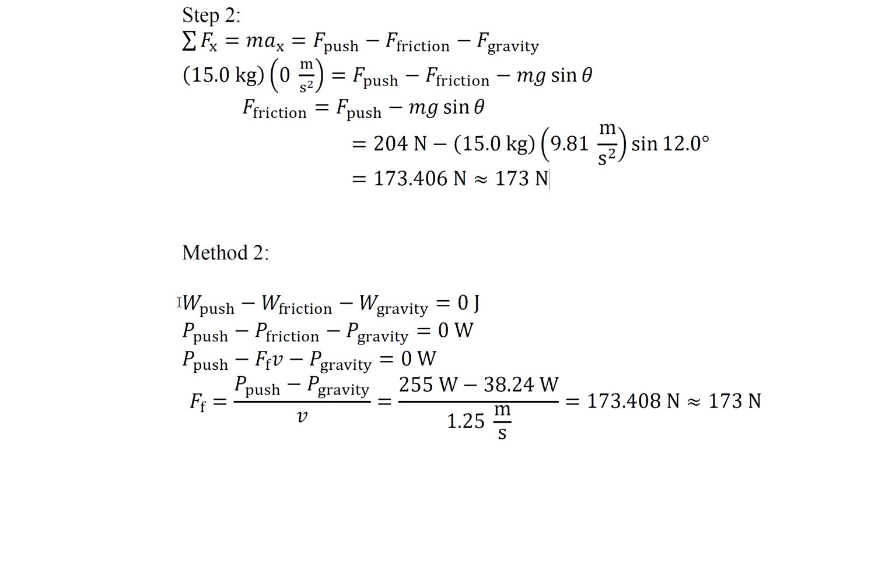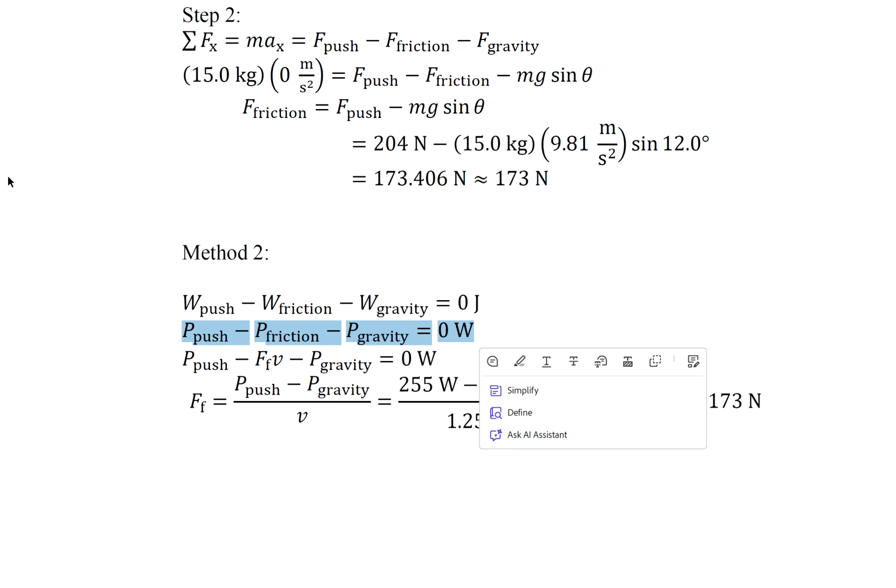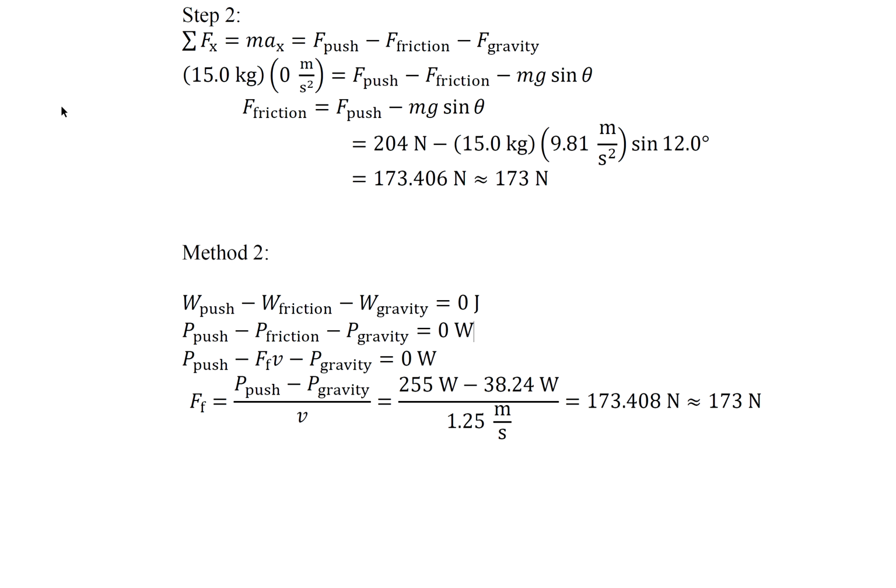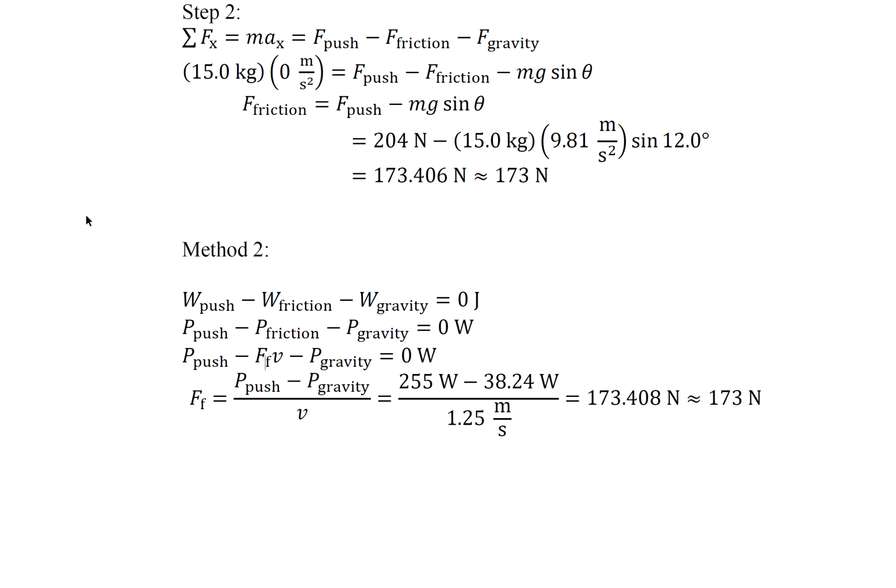Method 2, we know that the total work done is 0. And if we divide both sides by time, the total power done is 0. So we could just solve for force of friction to get 173.